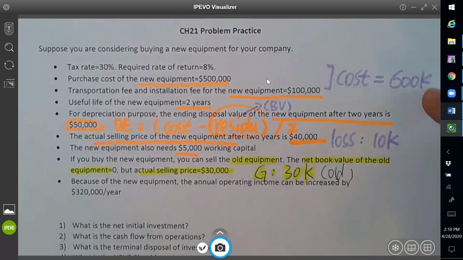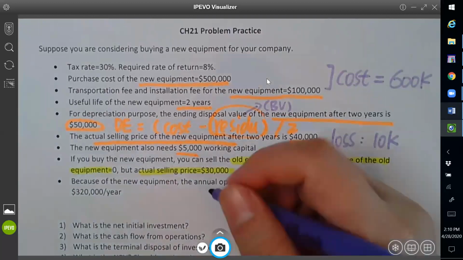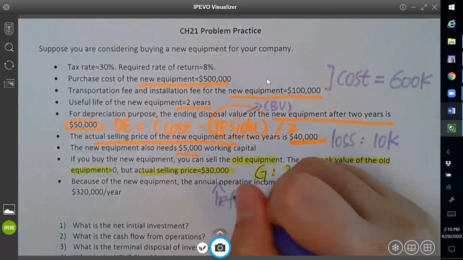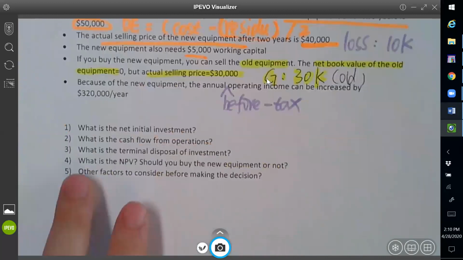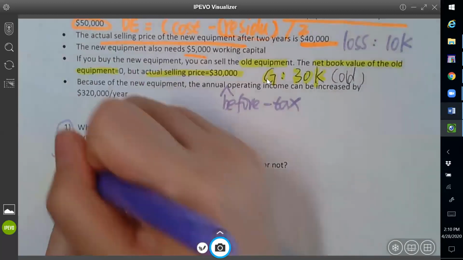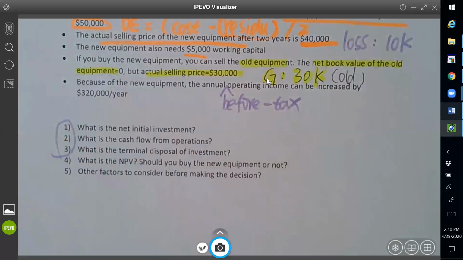So you have a gain of 30,000, and this is old. Because of the new equipment, your annual before-tax operating income can be increased by 320,000 per year. As I said, I only do the first 3 parts with you. What's the net initial investment?